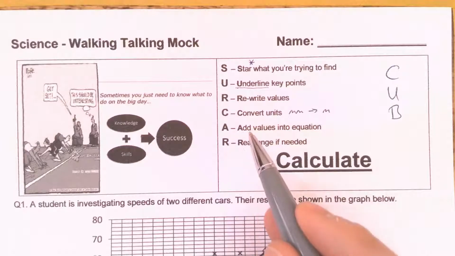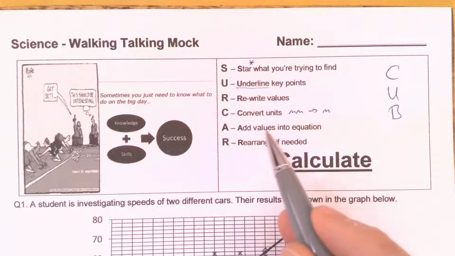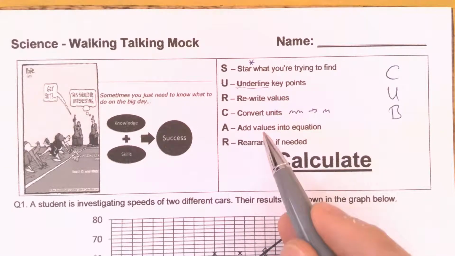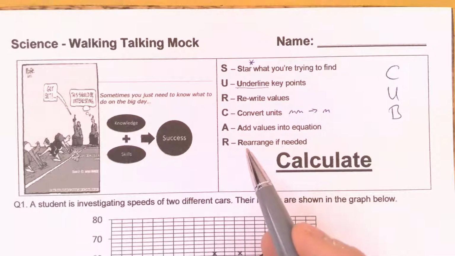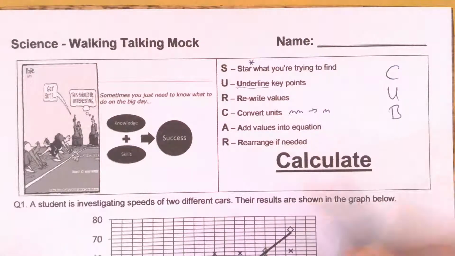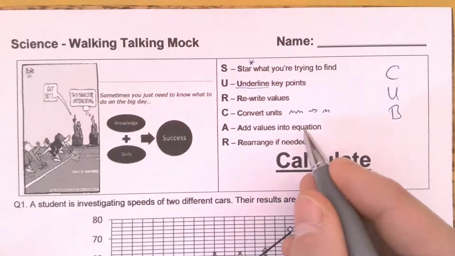I'm going to add values into the equation, so I'm going to use the equation that I'm going to need, and I'm going to write the values into that equation, and then the last thing we're going to do is we're going to rearrange that equation if we need to. Okay, if you are very happy with maths, you're good at maths, and algebra is your thing, then quite often what you might try and do is you might try and rearrange the equation before you add the values in.